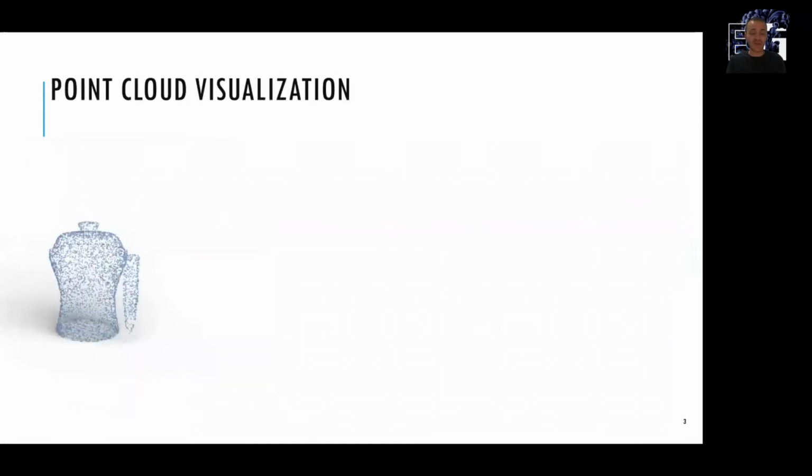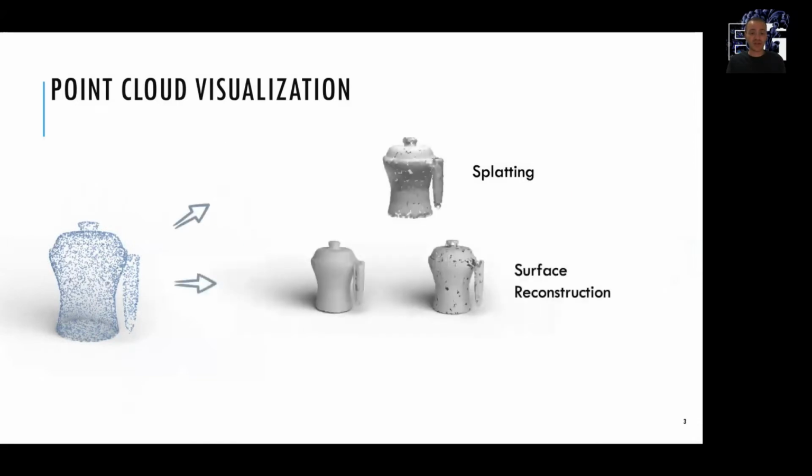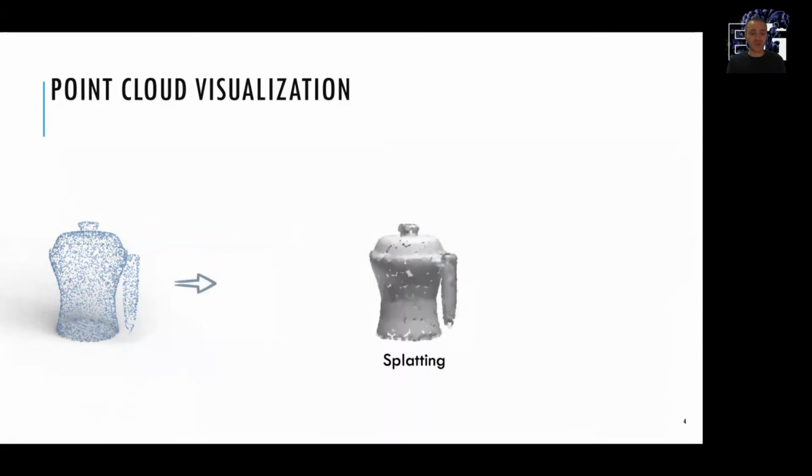Currently, point cloud visualization techniques can be roughly divided into three categories: splatting, surface reconstruction, and hidden point removal. Splatting in a nutshell is placing small circular disks at each point in the point cloud in the direction of the point normal. This is usually followed by a screen space smoothing operation to merge the disks together into a continuous surface on the image plane.